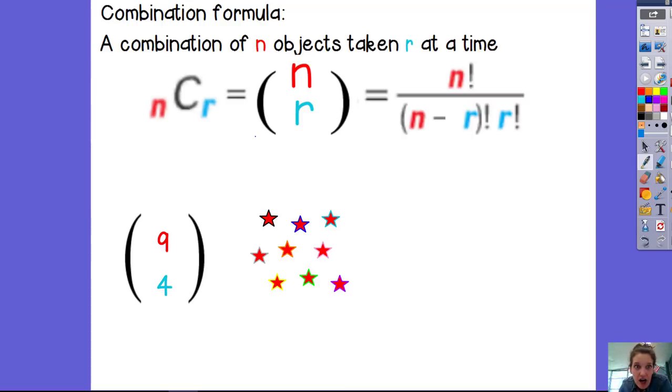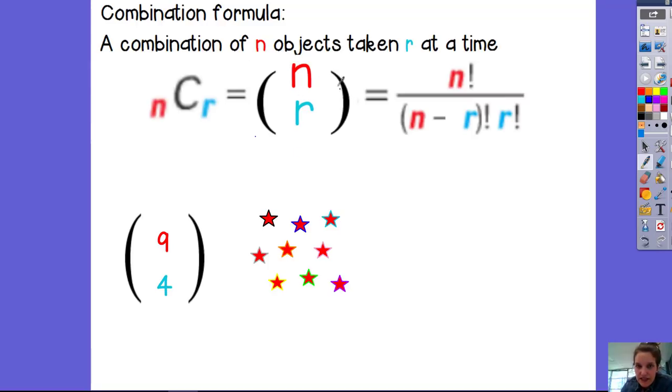So a combination of n objects taken r at a time. Like n is the total number of things, and r is the number that you're choosing each time. The notation, you might see it written like this, a C for combination, and then this number on the left is the total number, and this number on the right is the number that you're choosing. But really we'll see it like this.